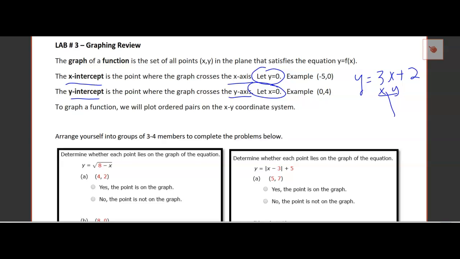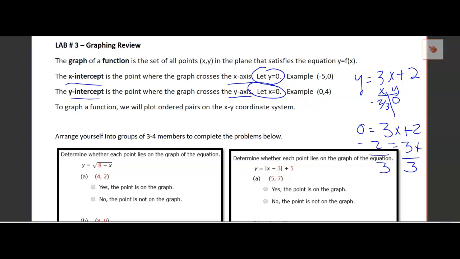So for this particular problem, if I wanted to find an x-intercept, I would let the y part be 0. So I'd put a 0 in for y, and then I would solve it for x. So I would first subtract 2, then divide by 3. So the x-intercept would be negative 2/3.